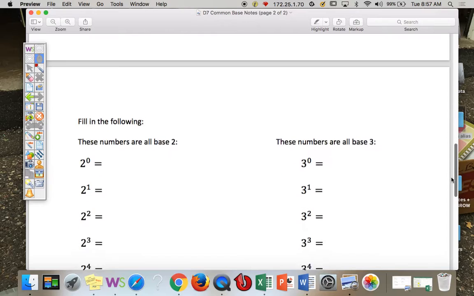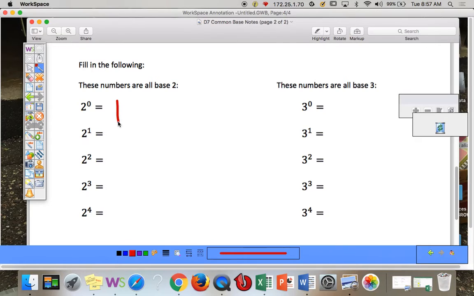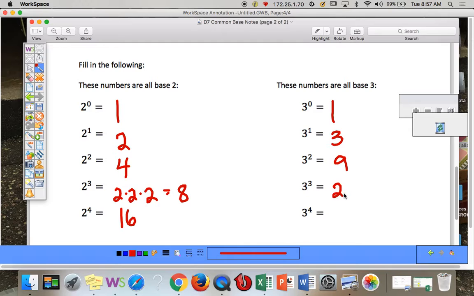All right, let's take a look at numbers of base 2. We know that anything to the 0 power is 1. 2 to the first power is 2. 2 squared is 2 times 2, which is 4. 2 to the third is 2 times 2 times 2, remember this means this, which is 8. And 2 to the fourth is 8 times 2, or 16. This is 3 to the first power. 3 squared means 3 times 3, or 9. 3 to the third means 3 times 3 times 3, which is 27. And 3 to the fourth means 4 threes, or it just means 27 times 3, so this will be 81. All right, so let's move on.